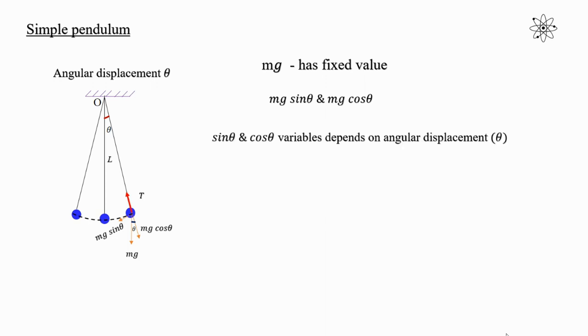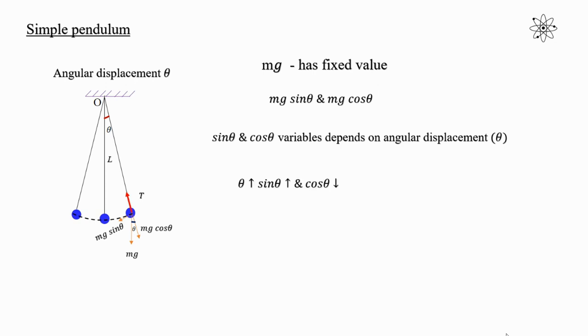Sin theta and cos theta are variables that depend on the angular displacement theta. Mg is a constant, but sin theta and cos theta depend upon the angular displacement. Now let's see how the variation takes place.